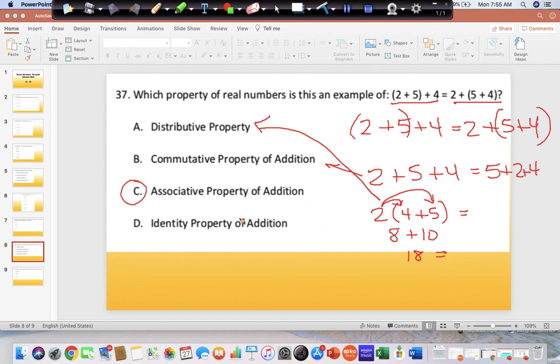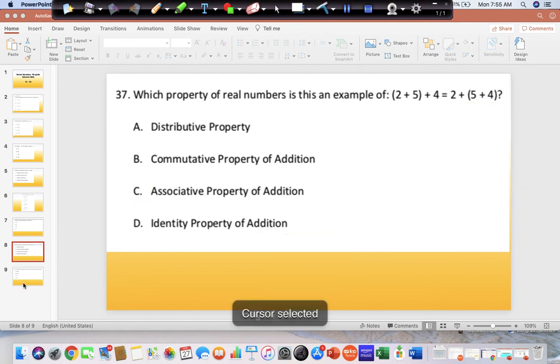And then your identity property is just when you multiply something times 1. So the identity property is like this, 8 times 1 equals 8. Or if you're doing the property of addition, it would be 8 plus 0 equals 8. When you add something to 0, it's always that number, identical to itself. And when you multiply any number times 1, that number is also identical to itself. So our answer choice here, long story short, is C, associative property of addition.